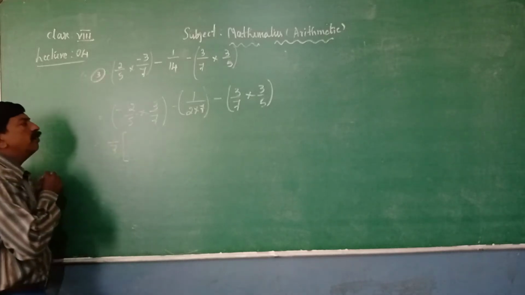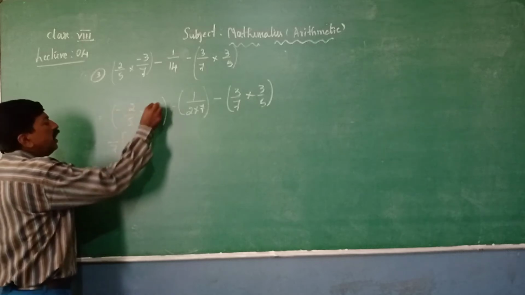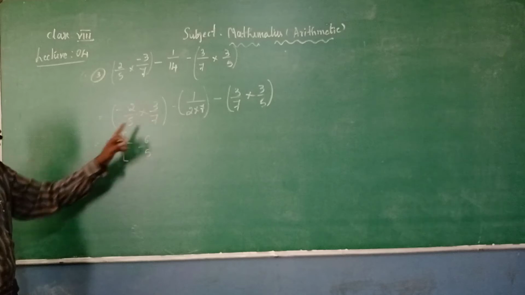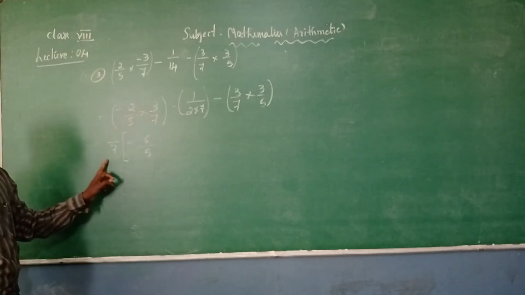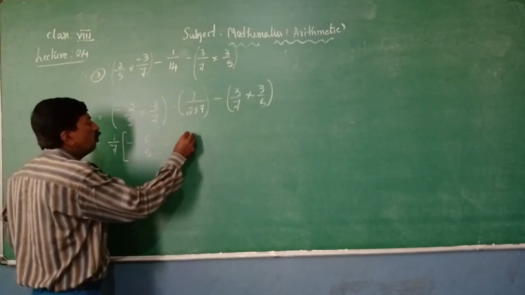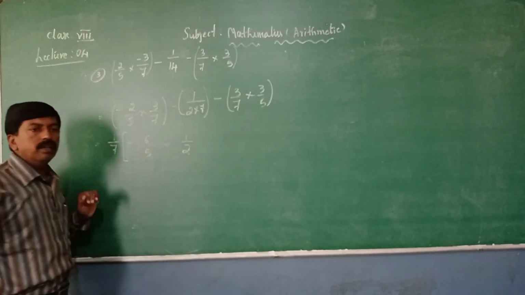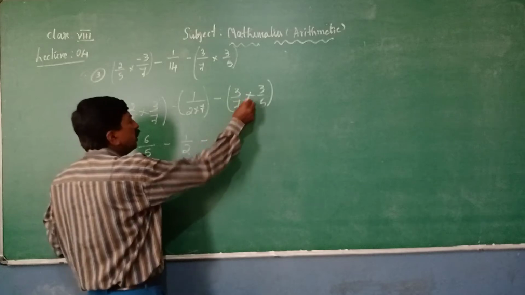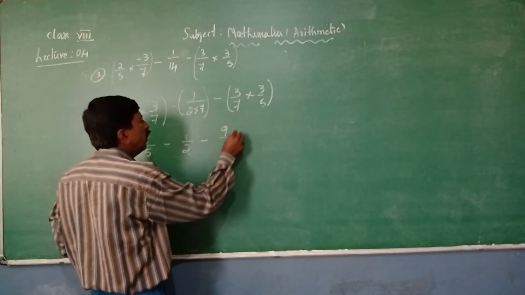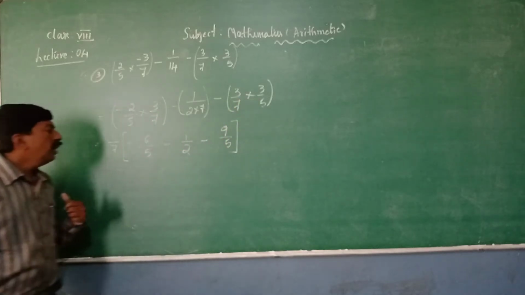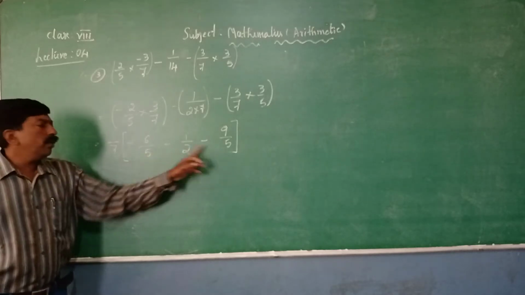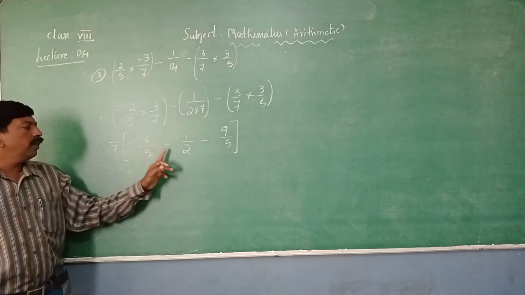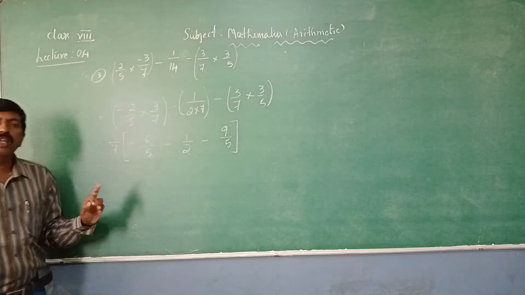What remains? Minus 3 2s are 6 by 5 is remaining, because you have taken 1 by 7 as the common factor. Minus 1 by 2 is remaining. Minus 3 3s are 9 by 5 is remaining. Now you can simplify the numbers: minus 6 by 5, minus 1 by 2, minus 9 by 5.